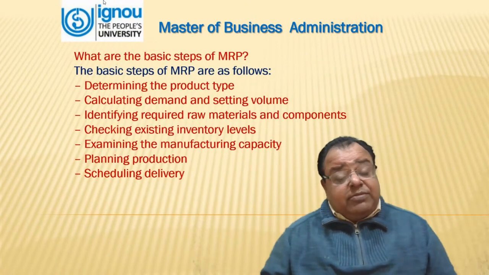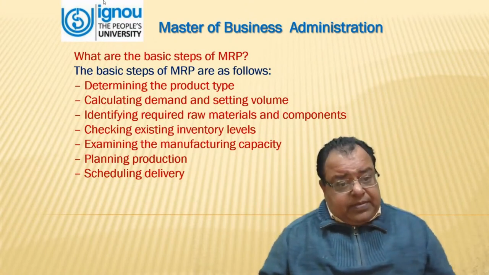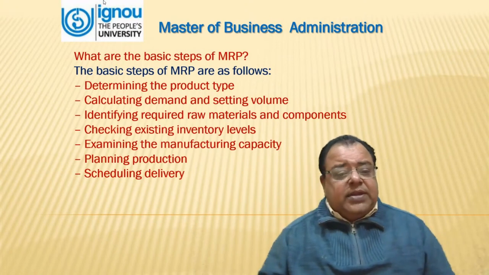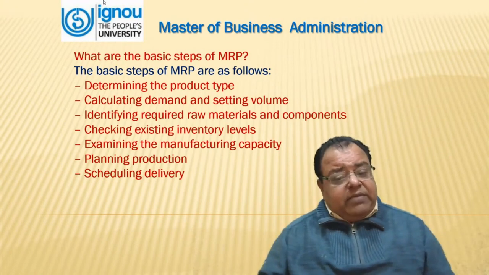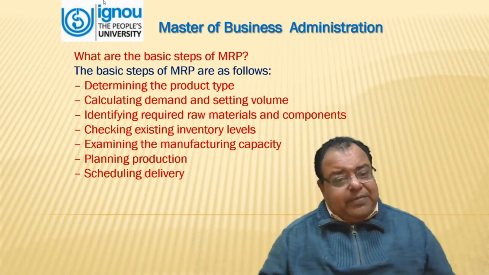What are the basic steps of MRP? First one is determining the product type. Second one, calculating demand and setting volume. Identifying required raw material and components. Checking existing inventory levels. Examining the manufacturing capacity. Planning production. And scheduling delivery.